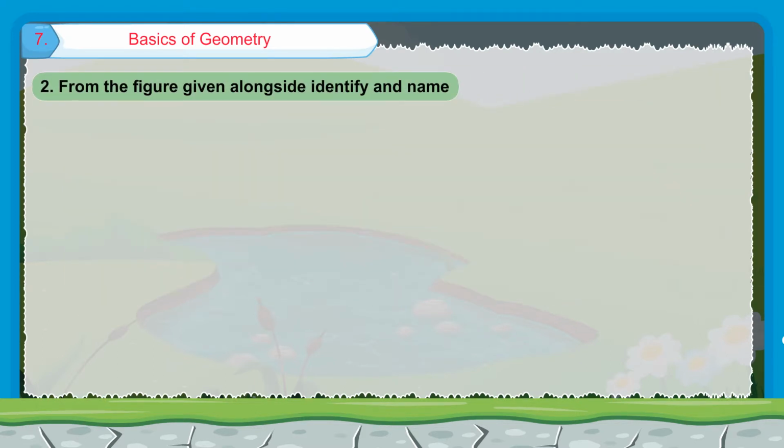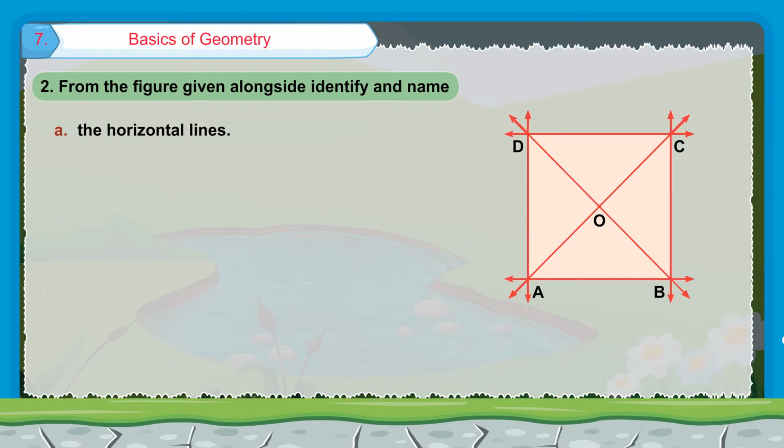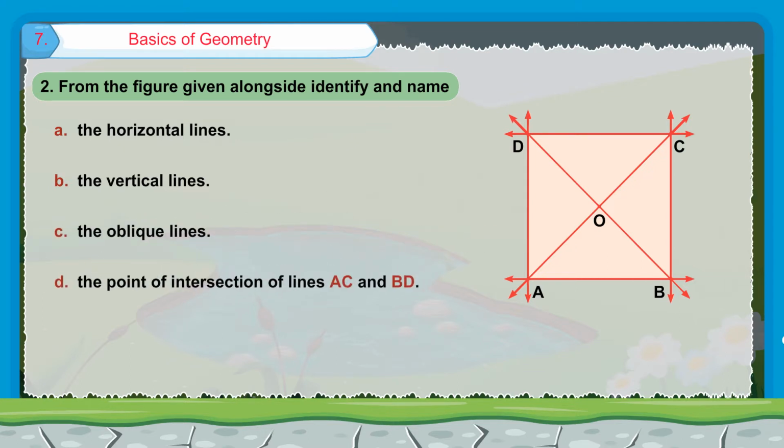2. From the figure given alongside, identify and name. A. The horizontal lines. B. The vertical lines. C. The oblique lines. D. The points of intersection of lines AC and BD. E. The point of intersection of lines AB and BC.